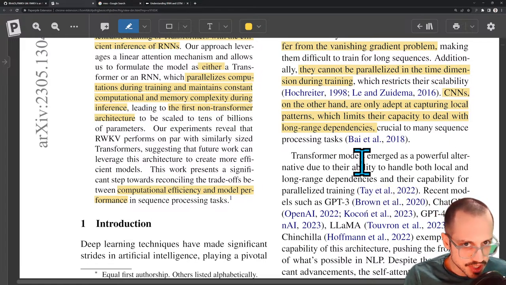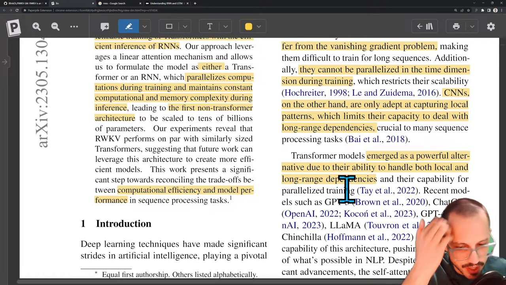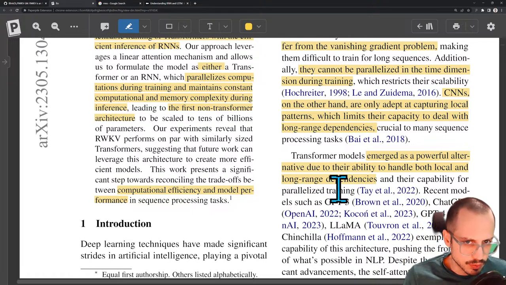Transformer models emerged as a powerful alternative due to their ability to handle both local and long-range dependencies and their capability for parallelized training. I don't know if they're trying to paint this picture that the reason people use transformers is because they can look at the entire sequence at the same time, but I don't know if I agree with this narrative.